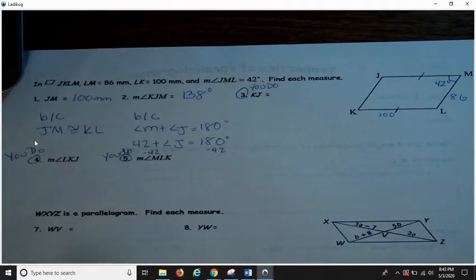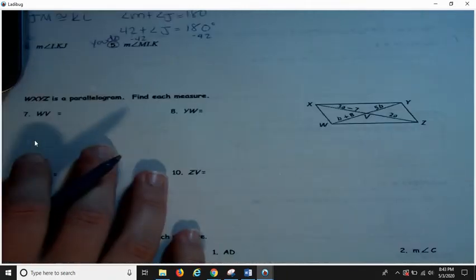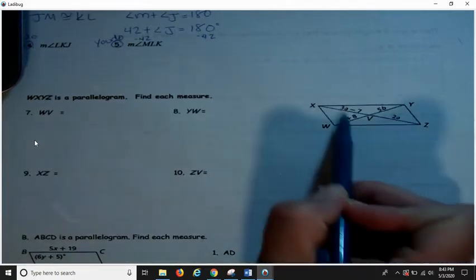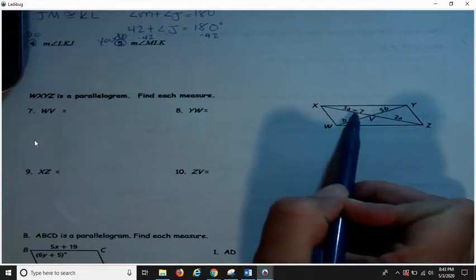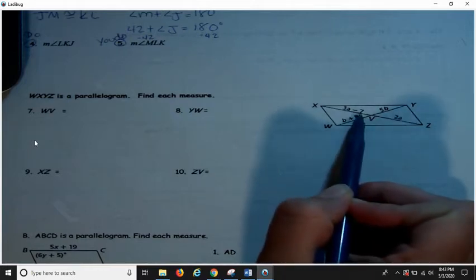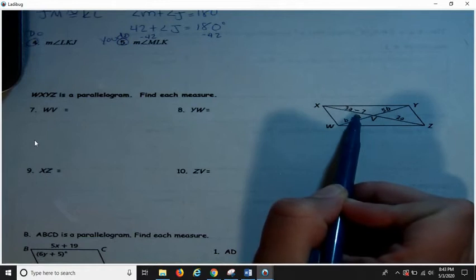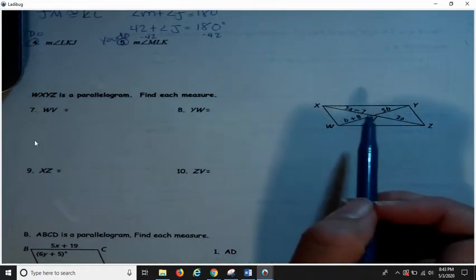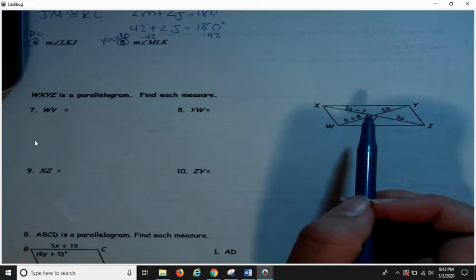Then we have another parallelogram down here. It looks like we're going to be working with the inside of this parallelogram. We have little measurements on the inside of these diagonals, little expressions that represent our measurements of those diagonals. So the first thing they talk about is WV.